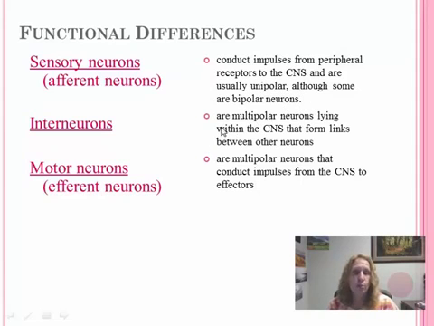Interneurons are multipolar neurons that lie within the central nervous system. That is actually within the spinal cord, and they form links between the sensory neurons and the motor neurons.